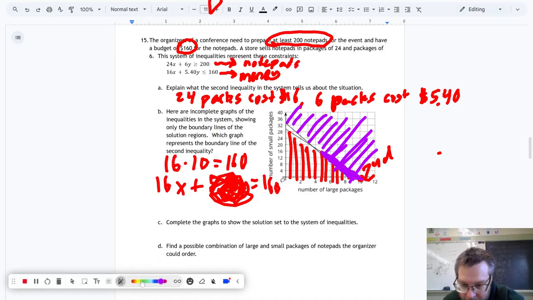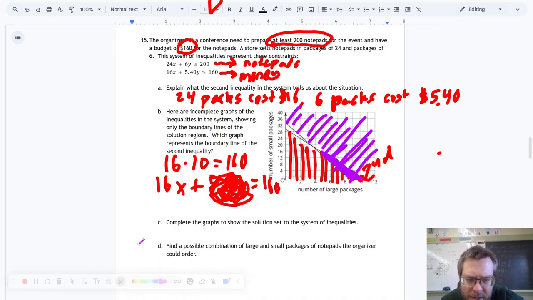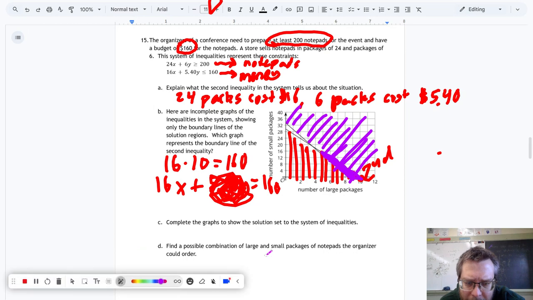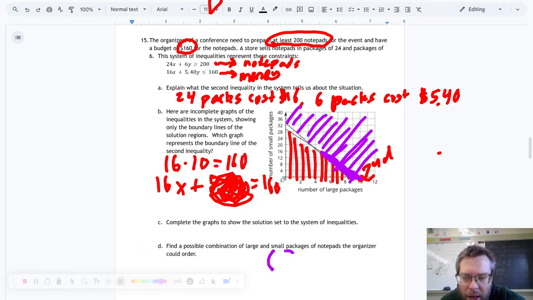Find a possible combination that they could order. It's kind of hard to tell. It looks like maybe they could order like 9 and 1. I can't really tell from the graph. Let's just double check that.